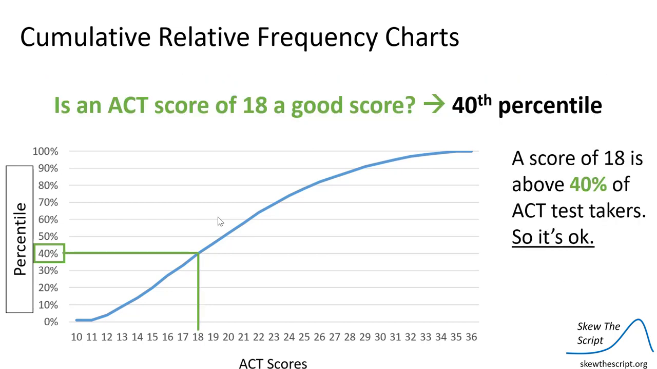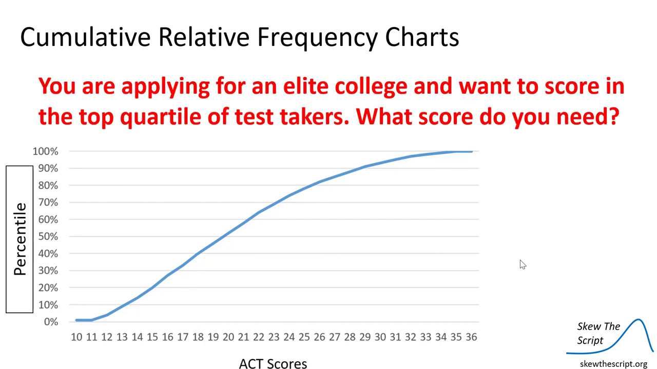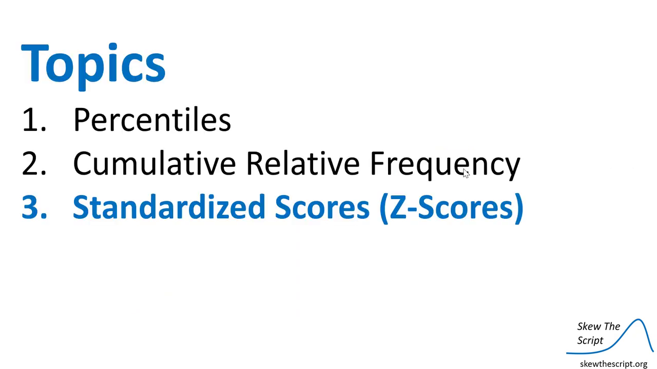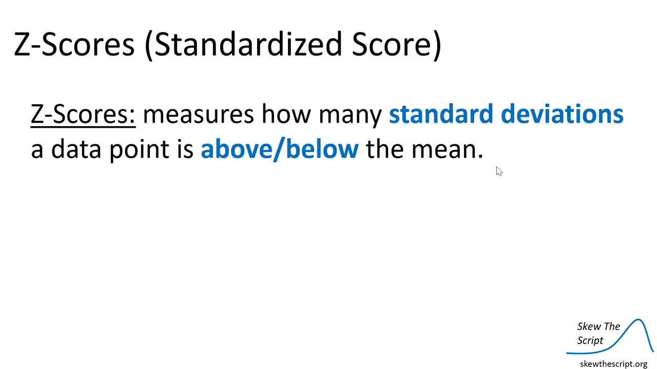It's okay, right? Like, this is not great. It's not going to get us to Harvard, but it's okay. If you're applying for an elite college and you want to score in the top quartile, we're thinking top quartile. All right, that's 75%. So let's go over and then drop us down to the x-axis to see what score that is. That score is a 24. So you would need to have a score of 24 or higher to be in the top 25%.